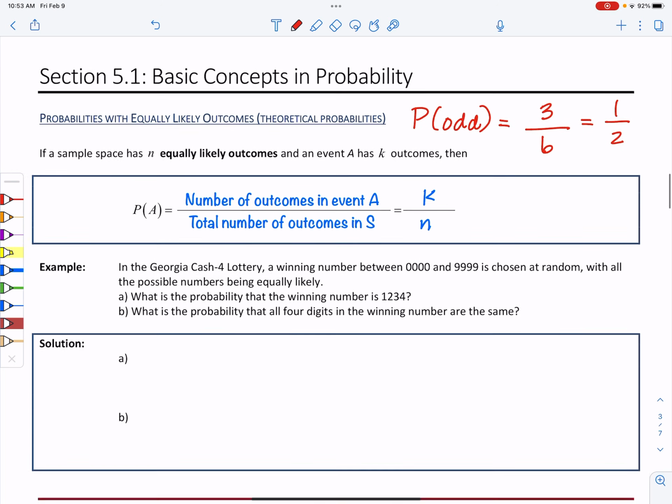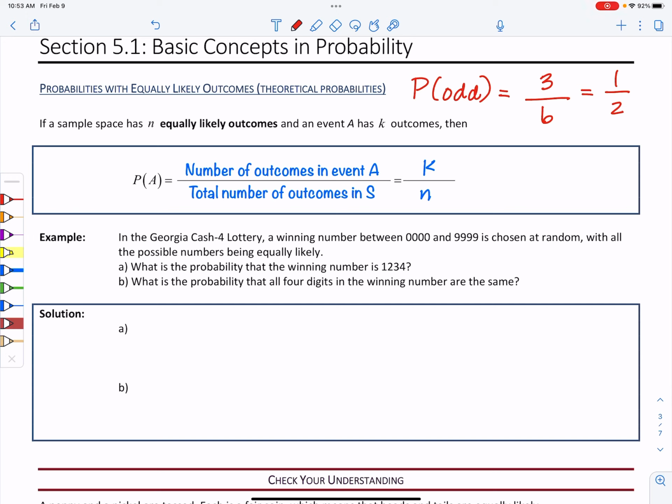All right, so example that we have here. In the Georgia Cash 4 lottery, a winning number between all zeros and all nines is chosen at random. What is the probability that the winning number is 1, 2, 3, 4? So obviously, this is a situation where we have a lot of possible outcomes. We don't want to try to list them out in a sample space like we could for the 6-sided die. What we can do, though, is think about the possibilities that could occur here.